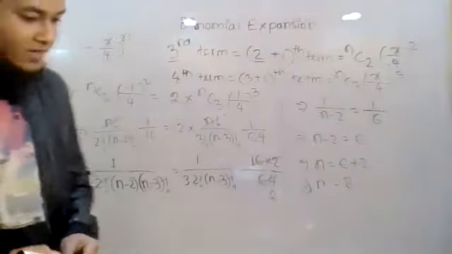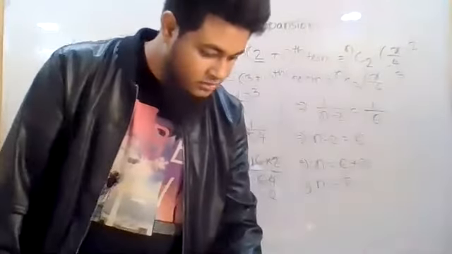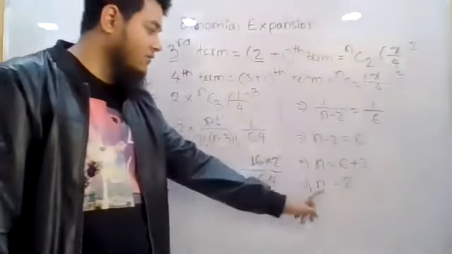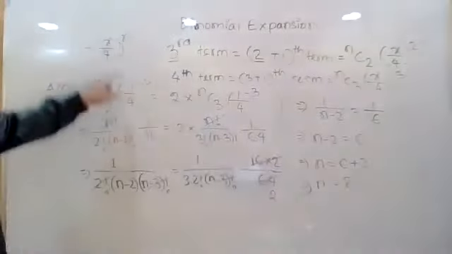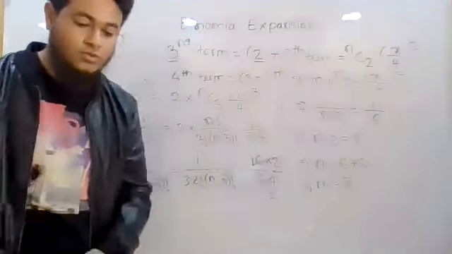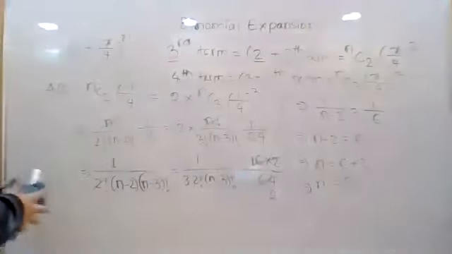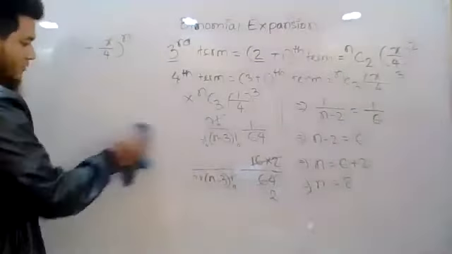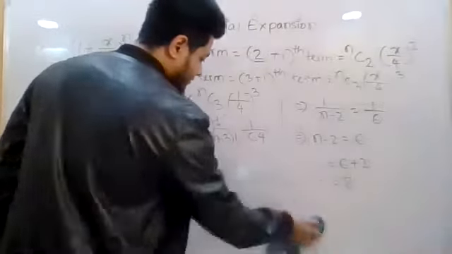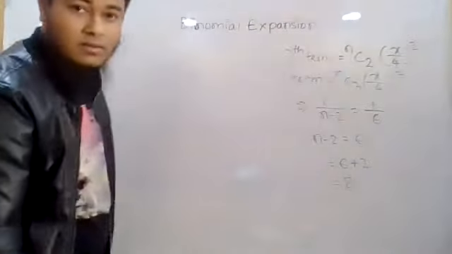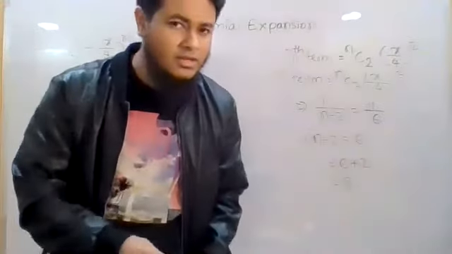So this is the value of n we got, but that is not the end of the question. They said also determine the number of terms. As you can see, the value of n is 8. That means the power is 8. So I want Mahmoud to tell me how many terms will be there in the expansion. If the power is 8, how many terms will be there? How many?